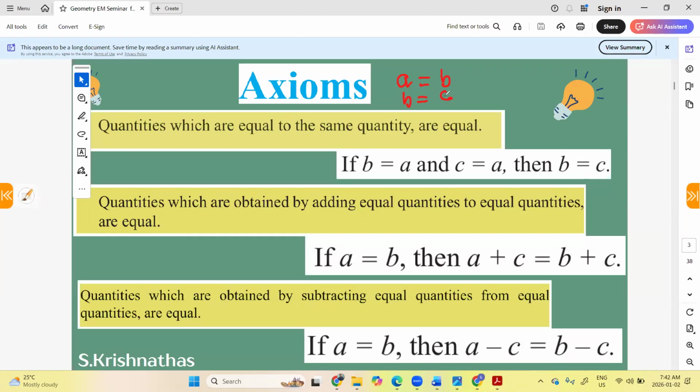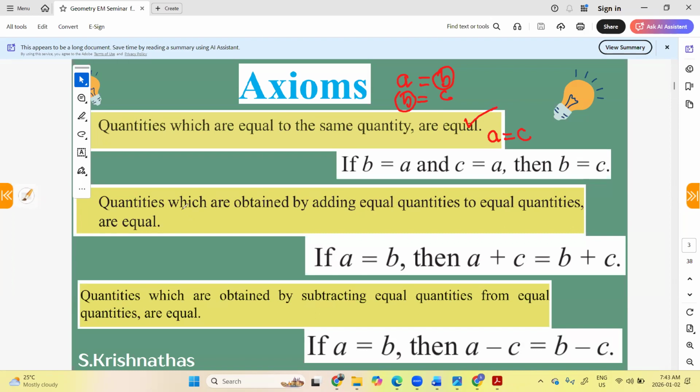A equal to B, B equal to C. Then what is the conclusion? Yes, students, B is common to both the equations. Now, A equal to C. Students, the axioms are important to build up theorems. Okay. So for the theorems, axioms are important, right? So that is the reason I start from these axioms, right? This is the first axiom: quantities which are equal to the same quantity are equal, right?